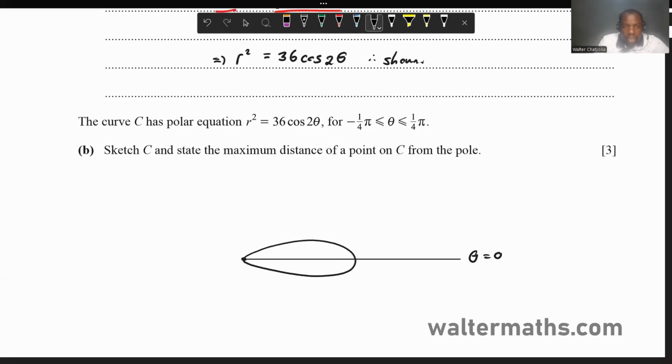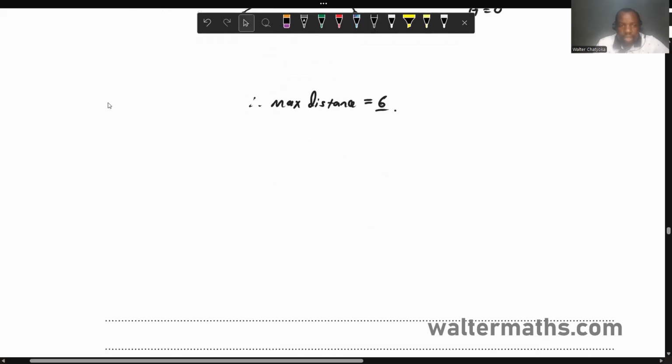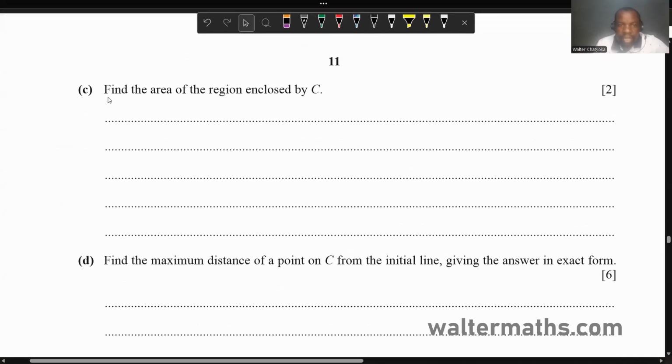Now, they also say that we should state the maximum distance of a point on C from the pole. So the maximum distance of a point on C from the pole is this point here, when theta is equal to 0. And if we go back to the table of values, we saw that when theta is 0, r is 6. So therefore, the maximum distance required is equal to 6. All right, let's move on to the next part. Find the area of the region enclosed by C.